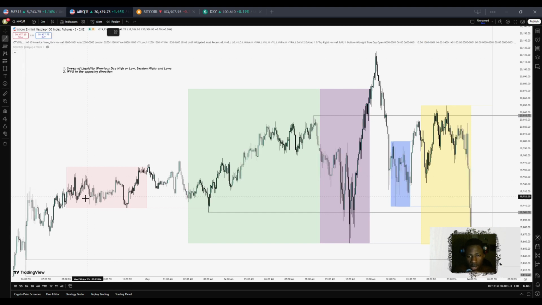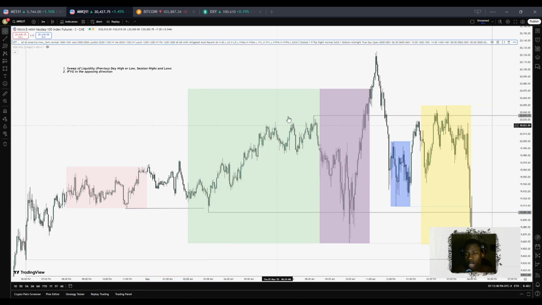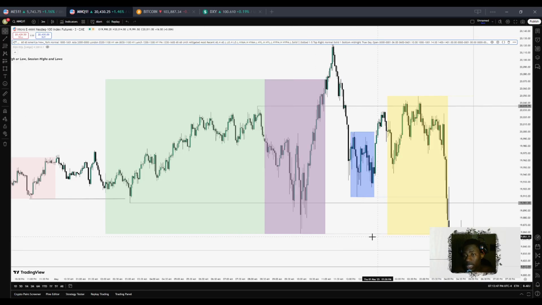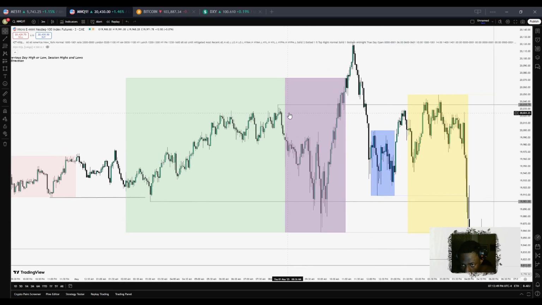Like I said, Asia low swept. Got a major reaction to the upside. We swept Asia highs. So now we're gonna have to wait for price to sweep London lows and London highs. So during market we write it down, we set London lows. Now you want to see a major reaction.